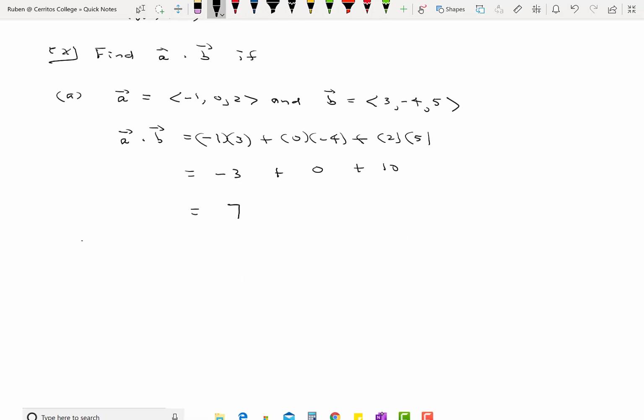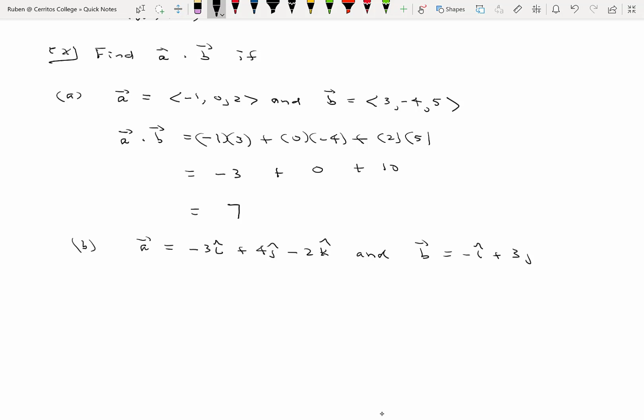Let's take a look at one more before we move on. Part B, A is the vector -3i plus 4k minus 2k. So I'm giving the vectors in terms of the standard basis vectors that we talked about in the last section, rather than component-wise with the bracket notation. So B is the vector -i plus 3j.